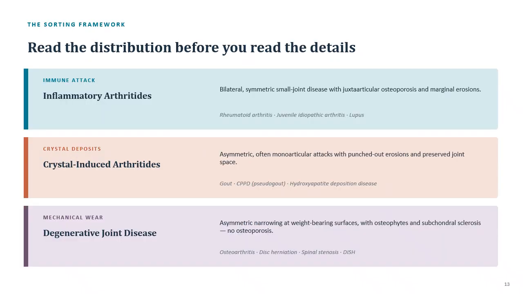All right, now when we're looking at arthritis, read the distribution before you read the little tiny details. So ask which joints are involved. Then you want to ask whether or not the process is symmetric. And then you want to ask whether one joint or many joints are involved.